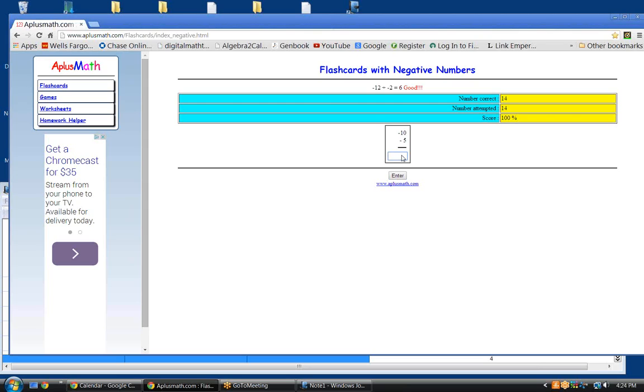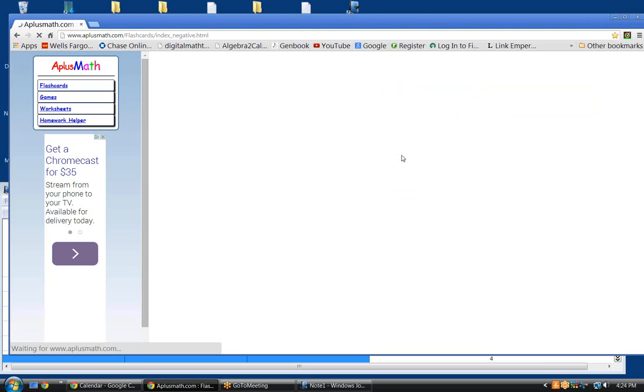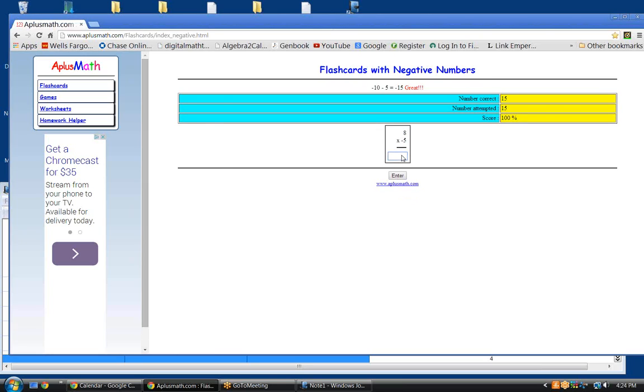Minus 15. Well, it left off the action that we were supposed to be doing here. Am I missing something? I don't see a plus sign. I don't see a multiplying sign. I don't see a subtraction sign. So I'll go with minus 15. Let's see if that's right. Yeah, okay. They meant add. They just didn't show the plus sign.